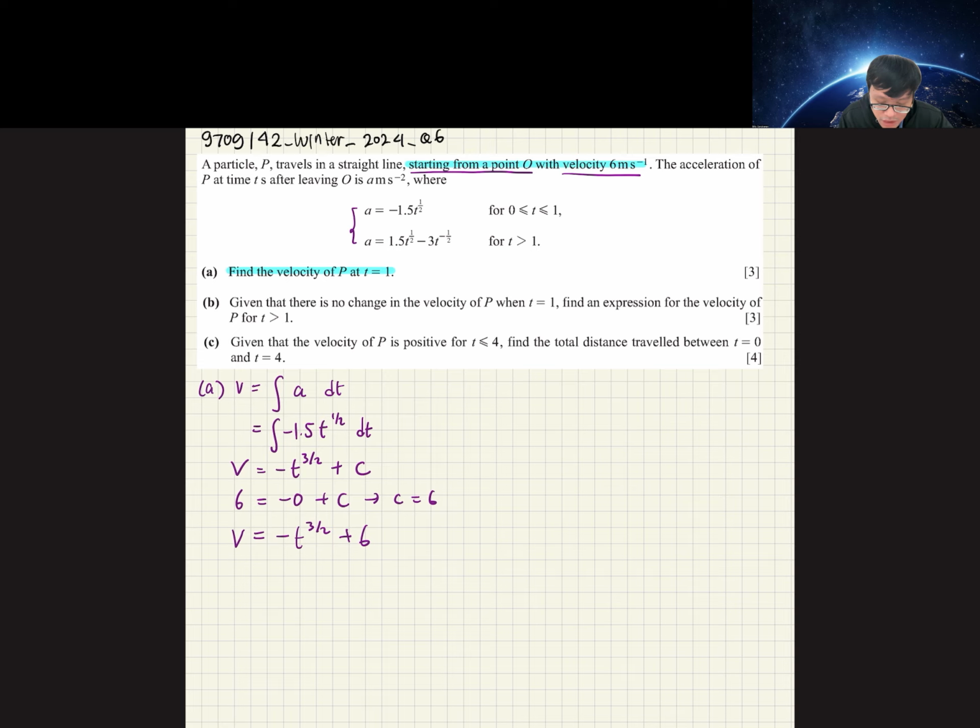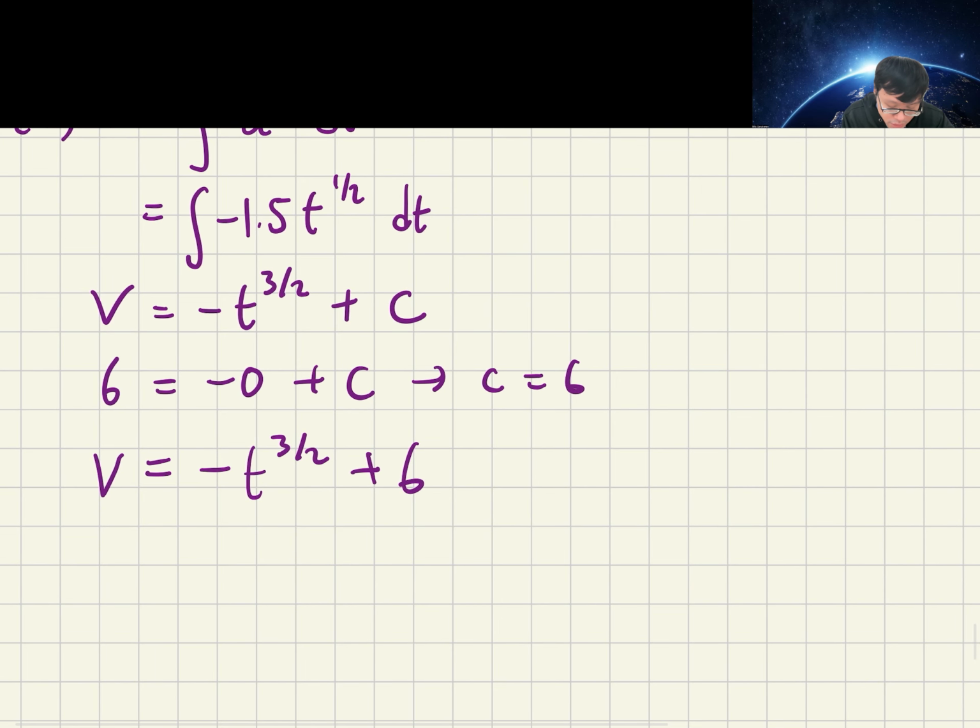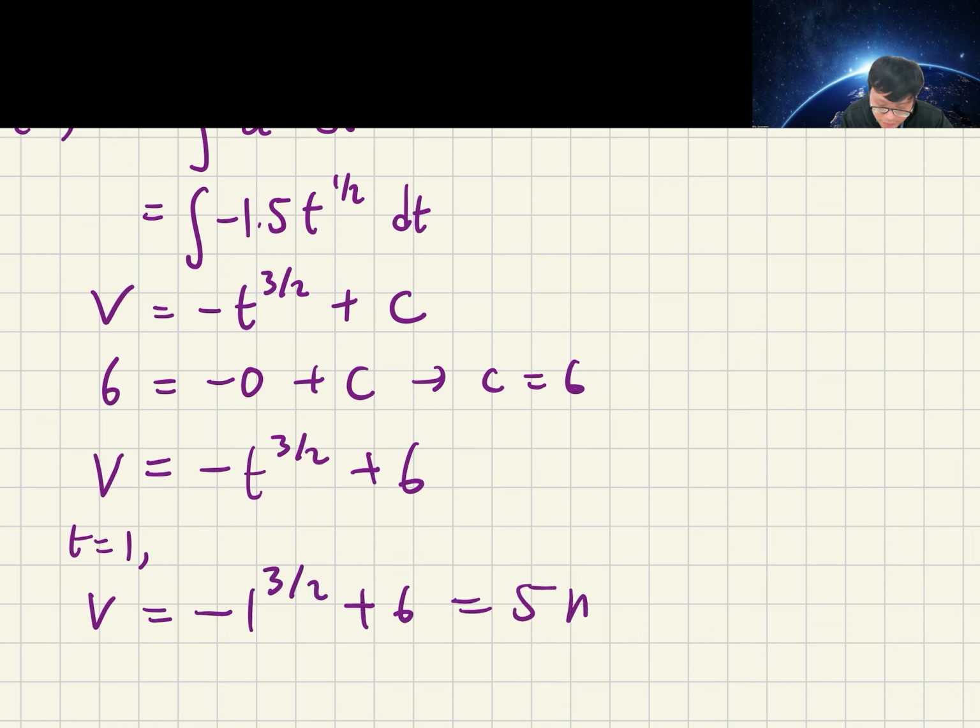And then we want to find the velocity when time equals 1. So when time equals 1, you plug in. You will get minus 1 to the power 3 over 2 plus 6. You will get 5 meters per second. So that's how you find velocity when time is 1.